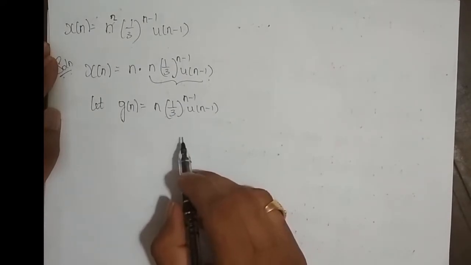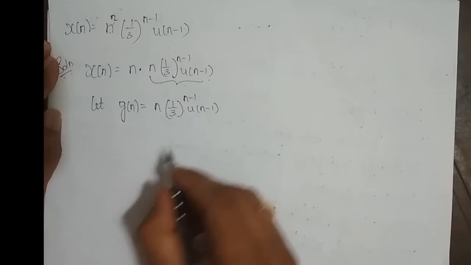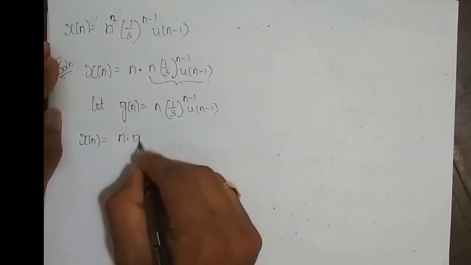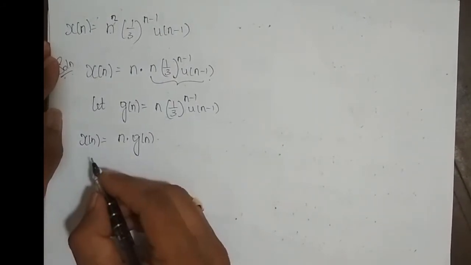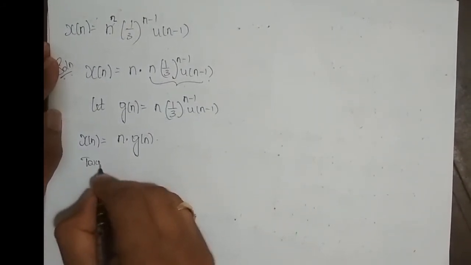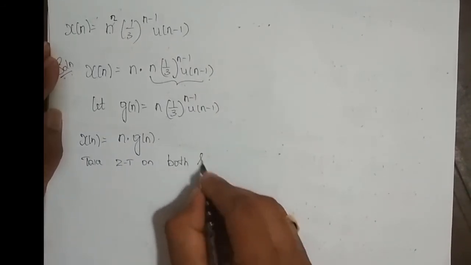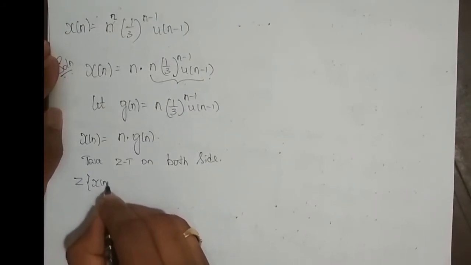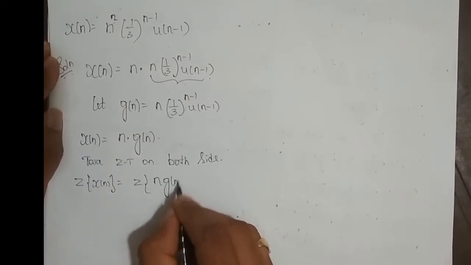Because I know its z transform, this is nothing but our previous problem, right? So x of n I can write as n into g of n. Now what is the next step? Take the z transform on both sides. So what do I get? Z transform of x of n is equal to z transform of n into g of n.